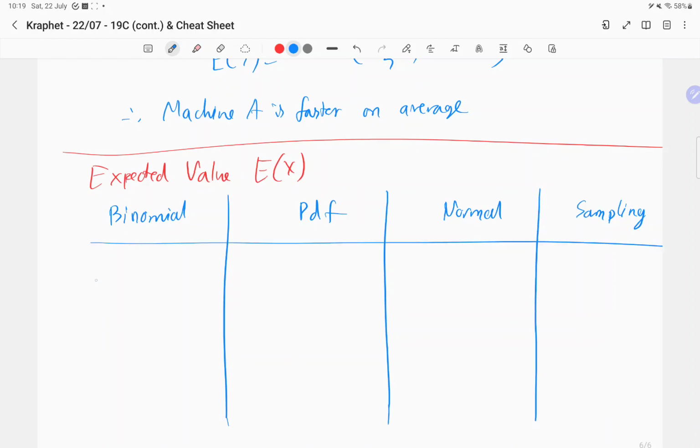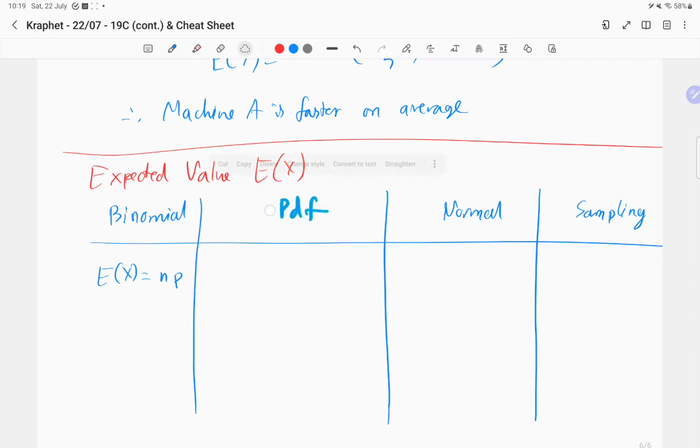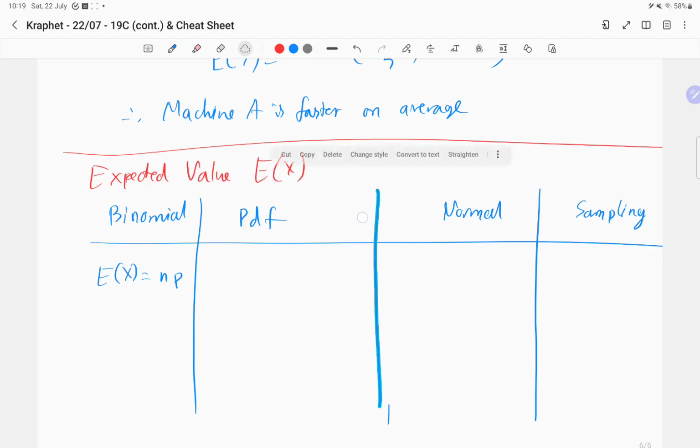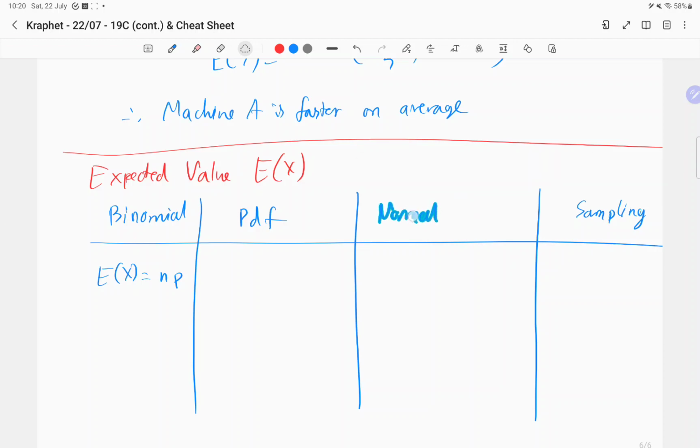The expected value for binomial, E of x, would just be n times p, because it's just the number of trials times the probability of success per trial. These ones are easier. Let's shift them over here. The normal is also straightforward, so I'll go through the easy ones first.